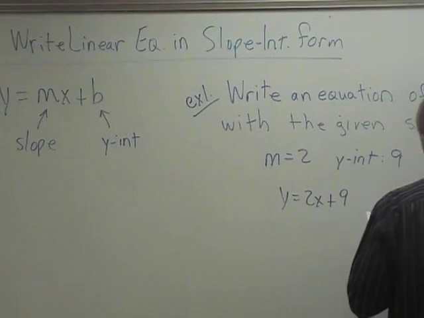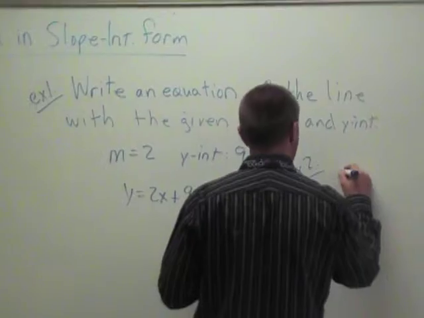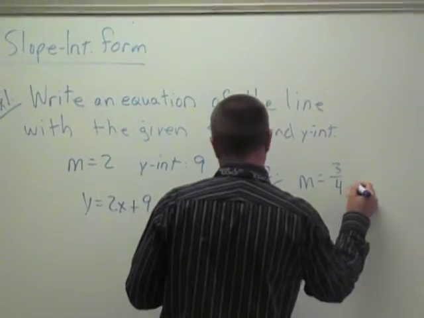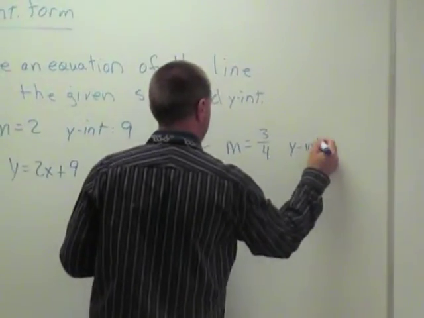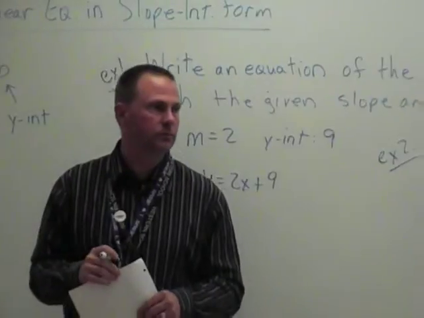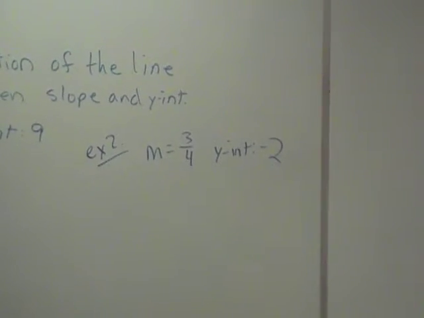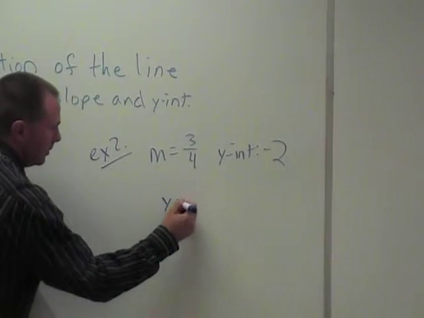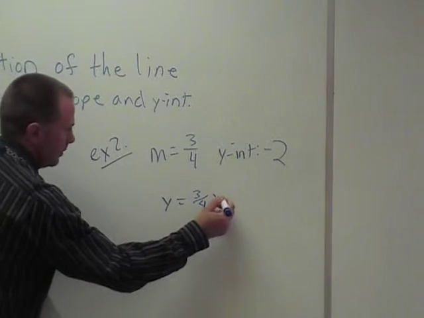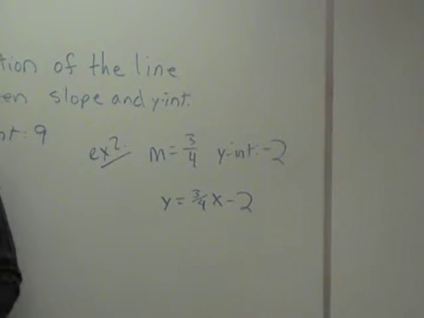All right. And example 2 goes along with what we just did. Here it is. Slope is 3/4, and your y-intercept is -2. Luke, what do you think? Y equals 3/4 x plus -2, which would just be minus 2. Very good. Plus -2 is totally okay. All right?